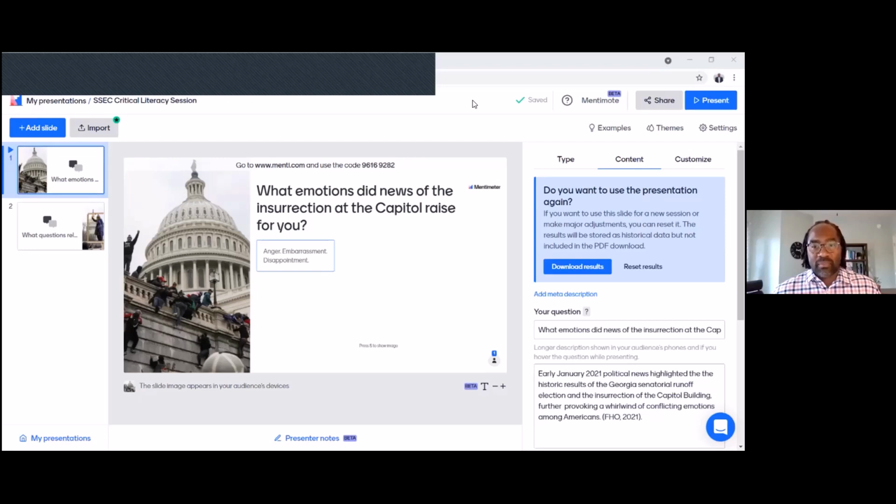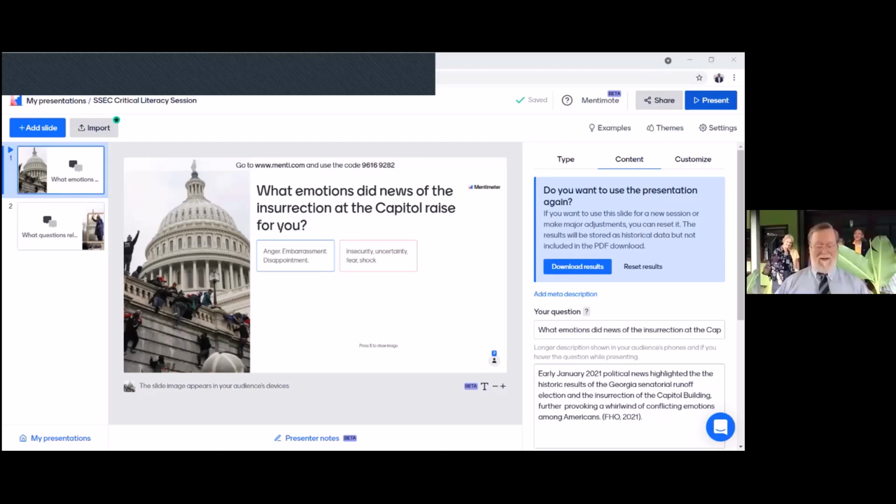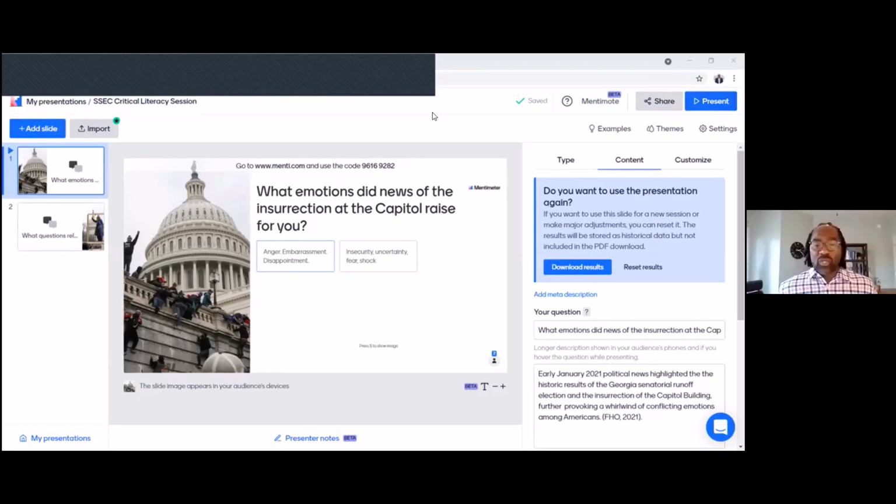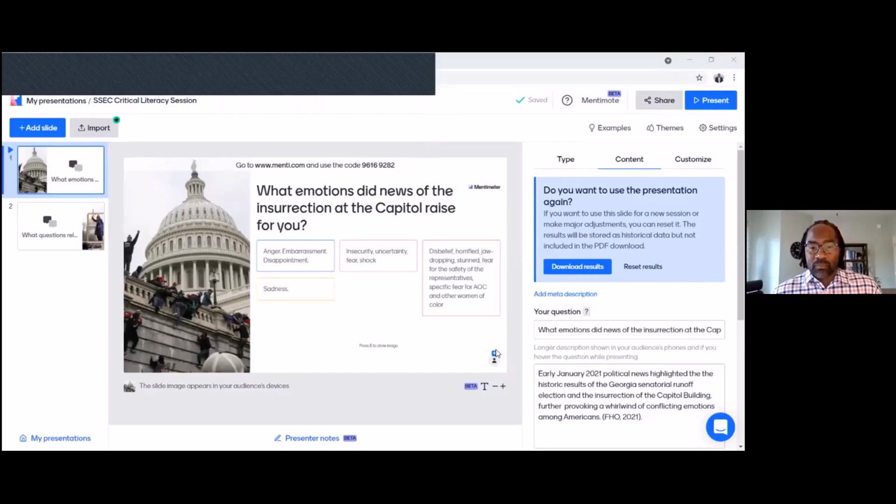Oh, we got it: what emotions did the insurrection at the Capitol bring for you? There you go. It's technology, it's magic. So what emotions did news of the insurrection at the Capitol raise for you? Someone said anger, embarrassment, disappointment, insecurity, uncertainty, fear, shock, disbelief, horrified.